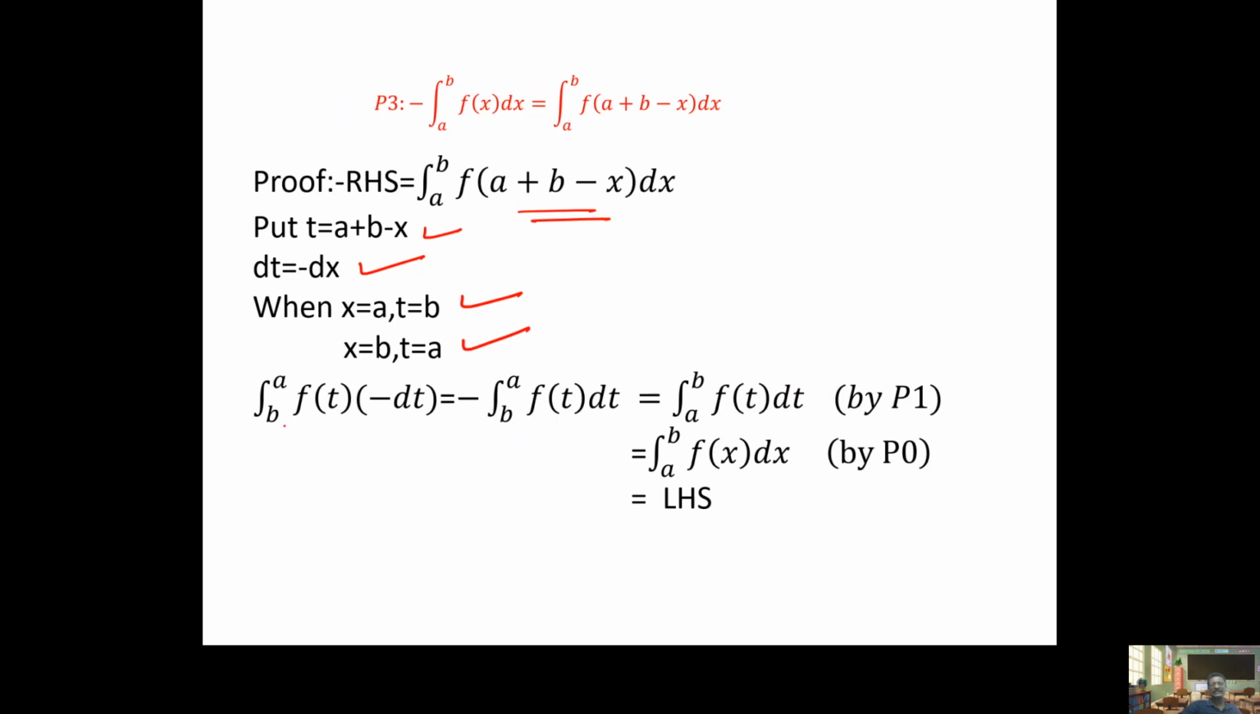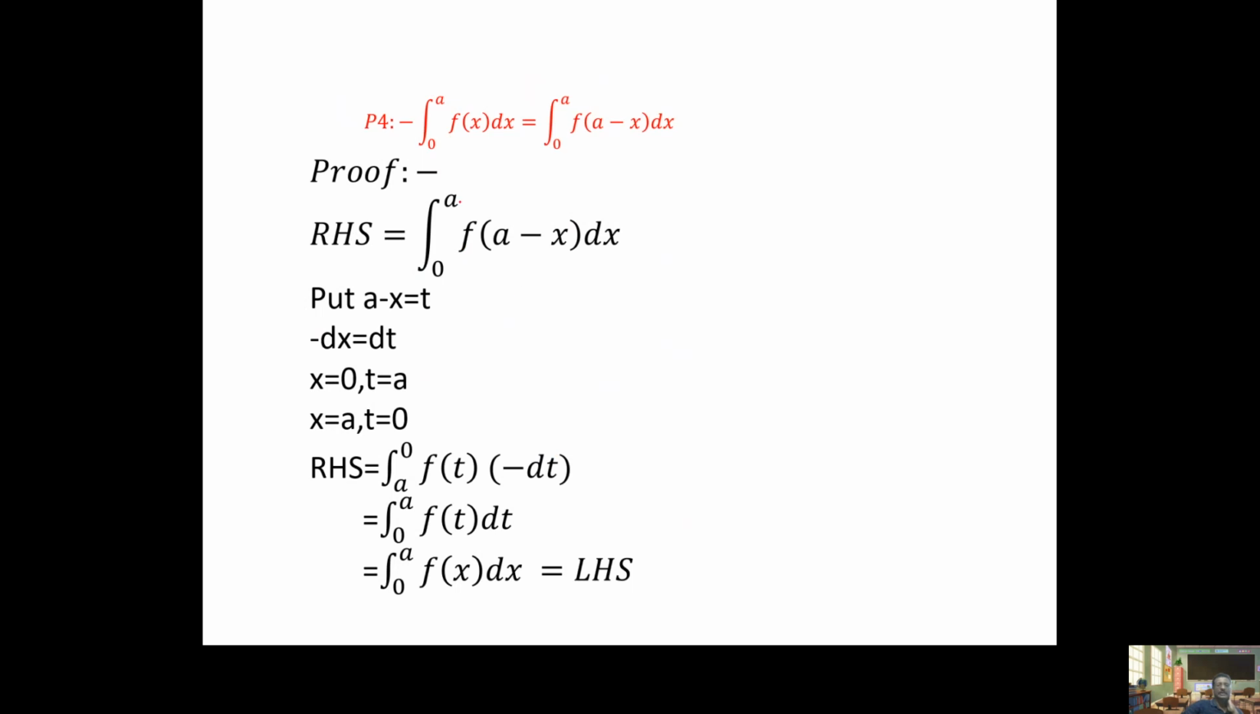So then the right hand side becomes the integral from b to a of f(t) into minus dt. So this minus you can take outside. But we know that by the second property, if the sign is changing, then the limits will change. So due to this sign, b to a becomes what? A to b. The integral from a to b of f(t) dt. But it is independent of variable. So instead of the integral from a to b of f(t) dt, we can write what? The integral from a to b of f(x) dx. So you are getting the answer.